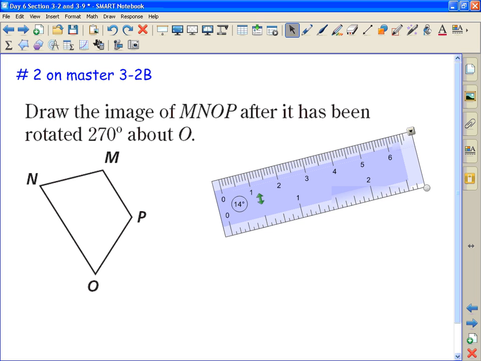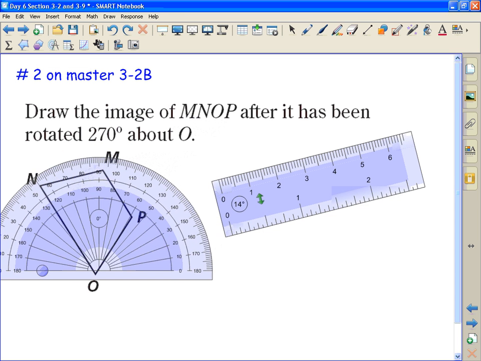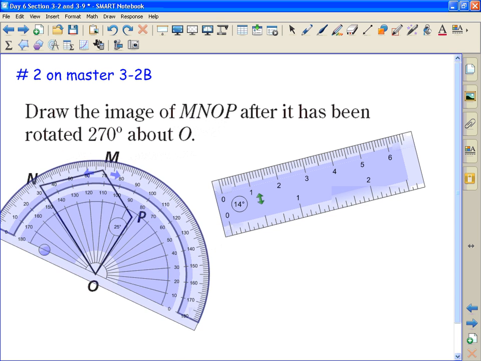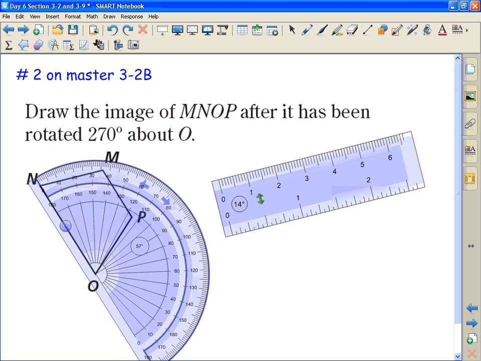Okay? I'm going to then go on to point N. I'm going to do point N first. Get my protractor, place it, turn my protractor. Okay, 0, 180 goes through it. Now, 270 degrees means I'm going to go what? Counterclockwise. Here's the problem.